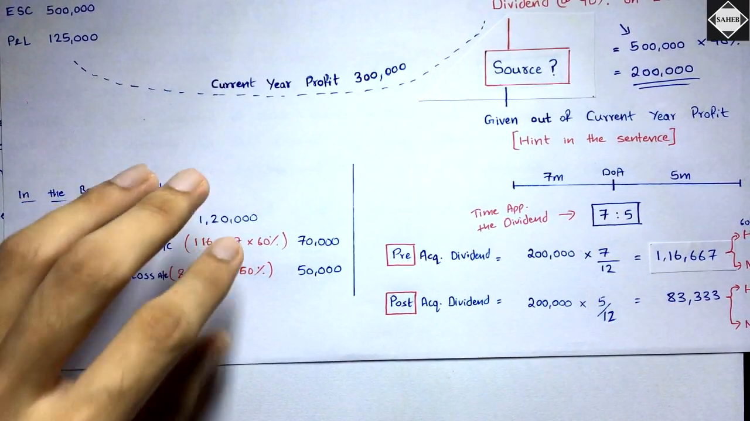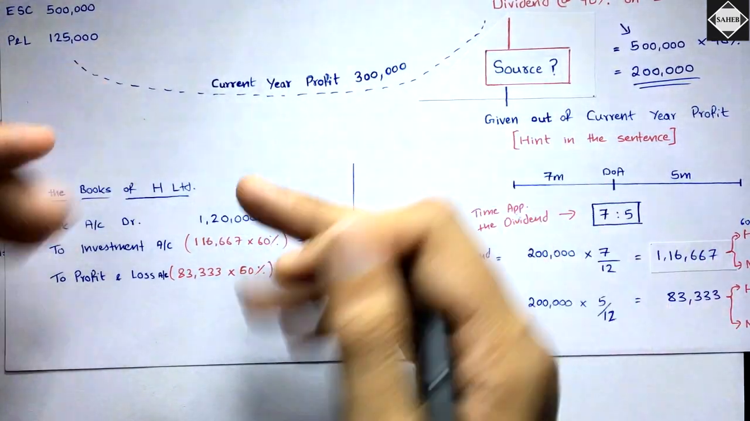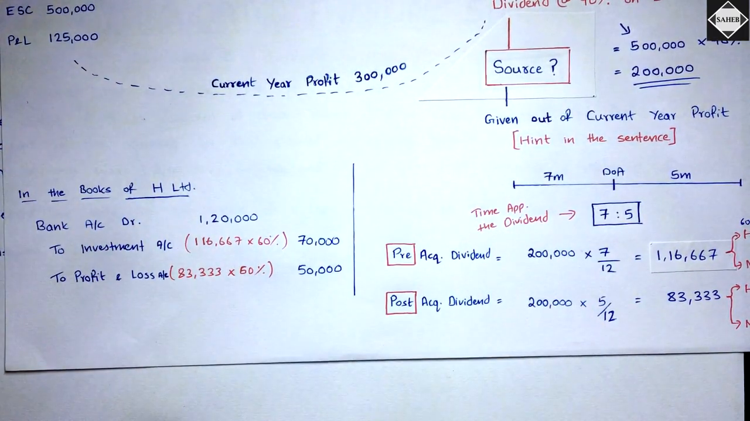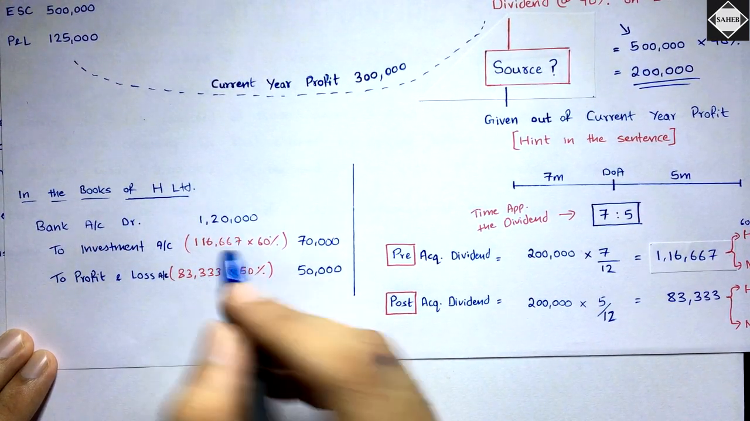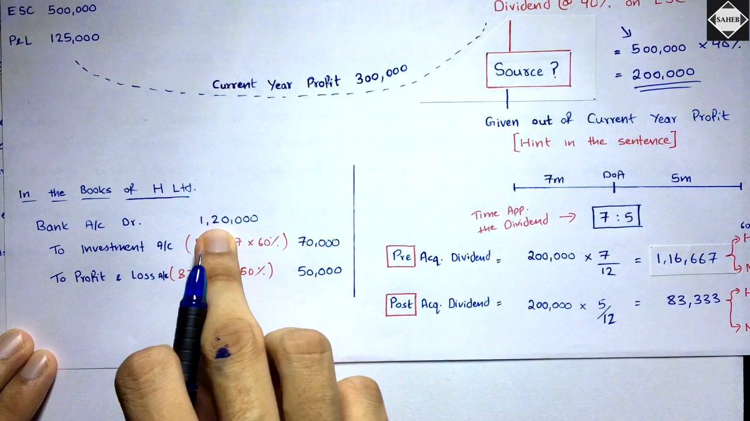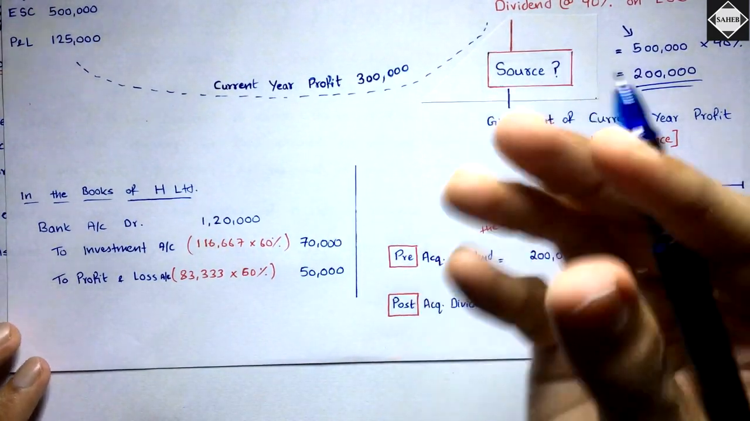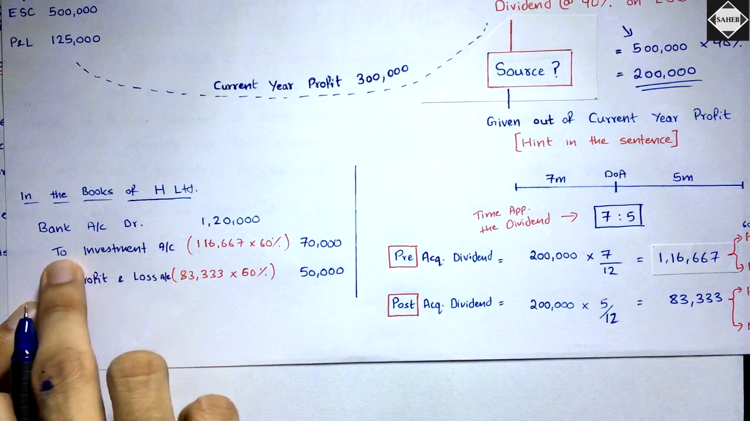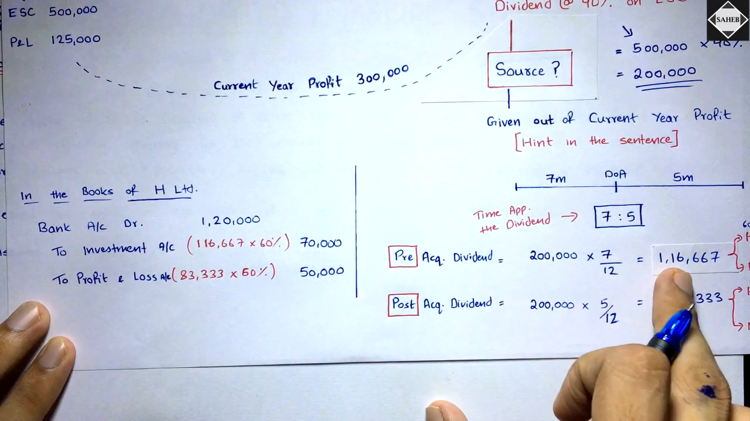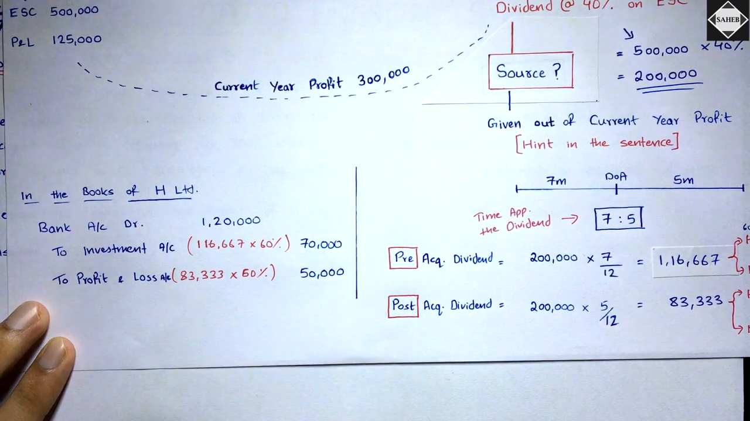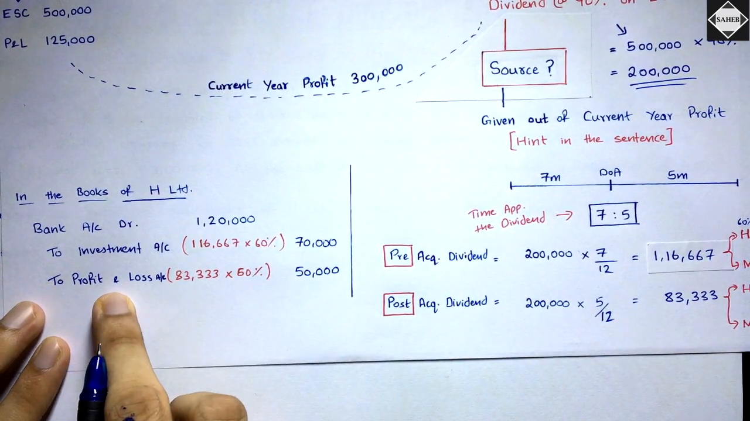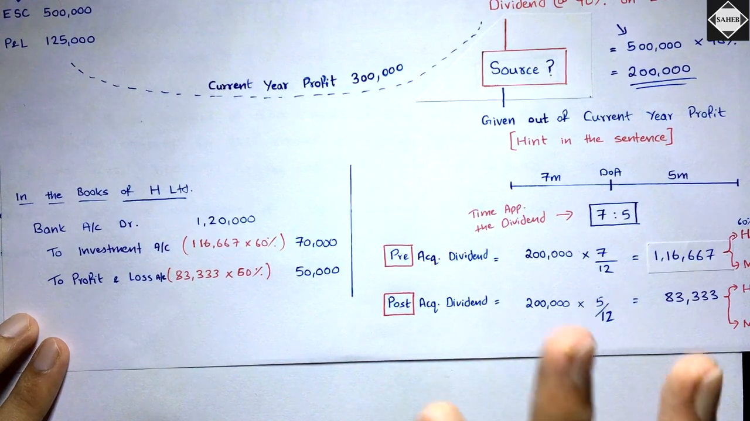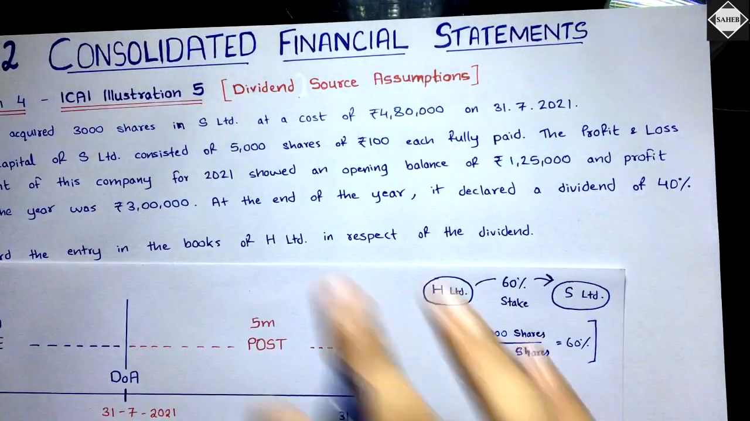So how will you do that in the journal entry? In the books of H Limited, the holding company, money has been received in the bank. So bank account has increased: bank account debit 1,20,000, that is 70 and 50 in total. The pre-acquisition dividend will be credited to the investment account, 70,000, that is the amount into 60%. And the post-acquisition dividend 83,333 into 60%, that amount will go to profit and loss. Simple. So till here Illustration 5 is completed.